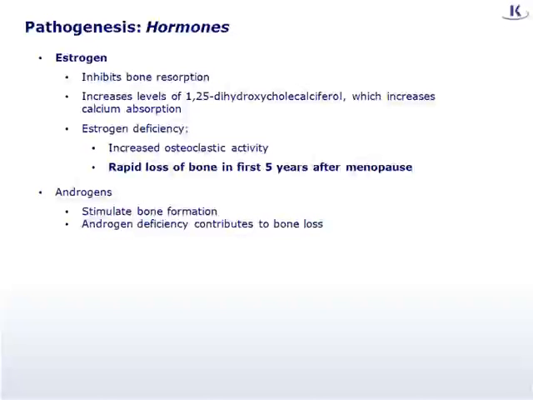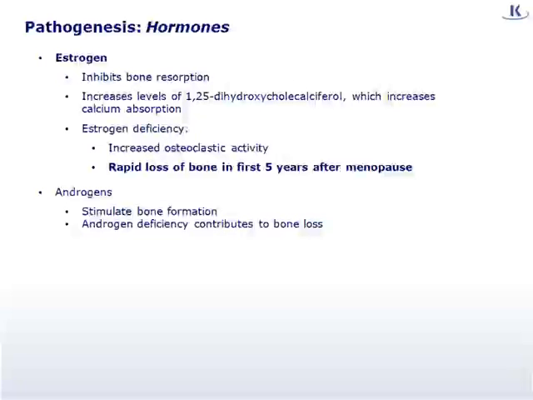Estrogen has an important role in regulating bone remodeling. Although the precise mechanism is unknown, it is clear that estrogen has an inhibitory effect on bone resorption. Estrogen also increases levels of 1,25-dihydroxycholecalciferol, the active form of vitamin D, which in turn increases calcium absorption in the gut. Following menopause, the regulatory effect of estrogen on bone resorption is lost. Estrogen deficiency leads to increased osteoclastic activity and rapid loss of bone, particularly in the first 5 years after menopause.